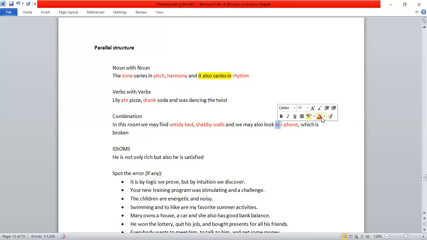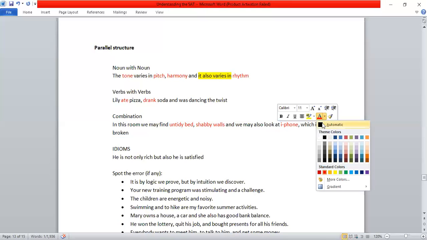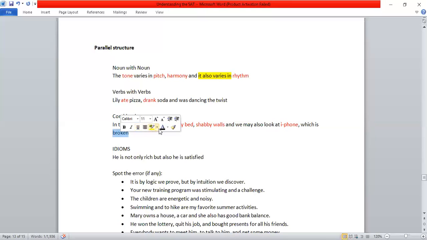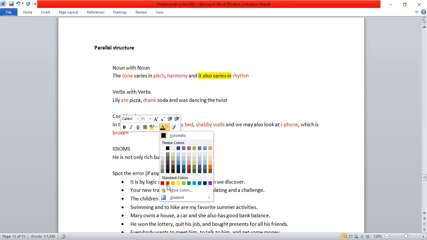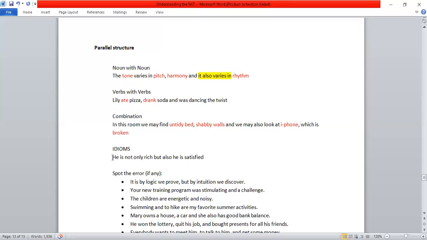Not the "at", but the broken iPhone. Broken. This part. These are the important parts of the sentences, and they convey the exact meaning, and the sentence is also crisp. Yeah. Let's look at the final part: when parallel structure is mixed with idioms.